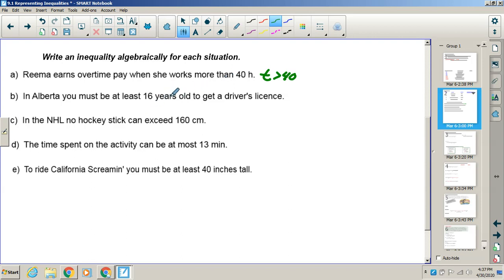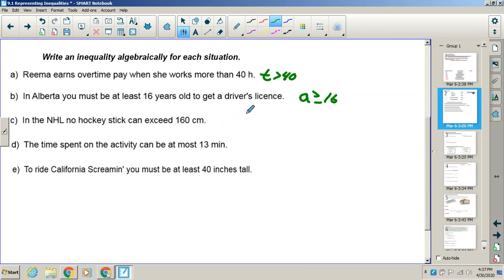In part B, in Alberta, you must be at least 16 years old to get a driver's license, which is true. And so my age, I can be 25 and get a driver's license. I can be 17 and get a driver's license. I can be 16 and get a driver's license, but I can't be 15. So my age has to be greater than or equal to 16. That would be the inequality statement, or algebraic statement, for that verbal statement.